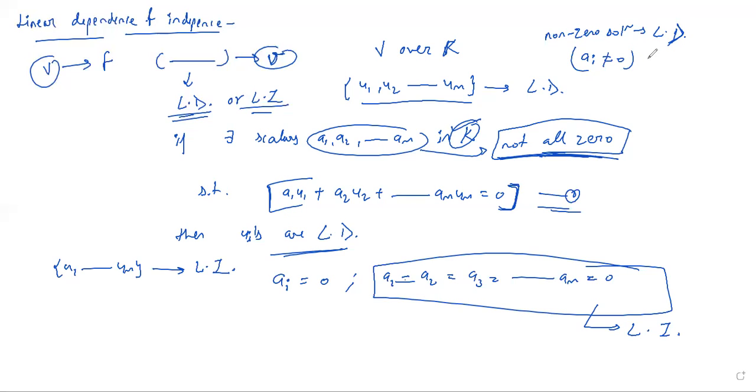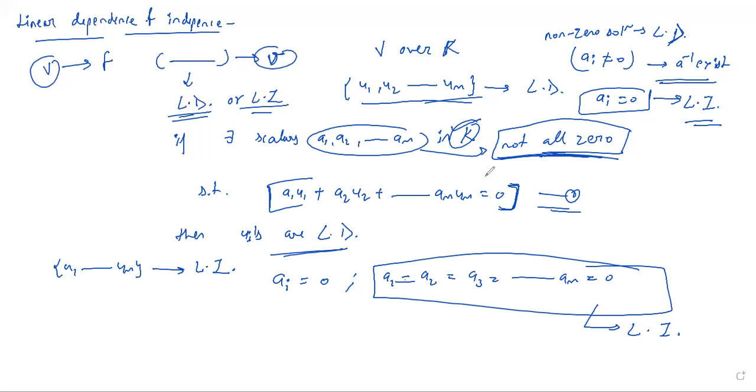Why are we saying that these are linearly dependent here? Because if ai's are not equal to 0, then their inverse exists. If ai's are not equal to 0, then their inverse would also exist. And when all the scalars ai are 0, then we say that the set of vectors u1 to um is linearly independent. This is the basic requirement, the basic check. How do we check linear dependence and linear independence of vectors?